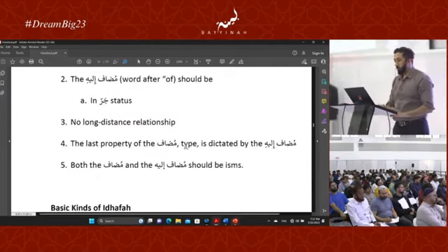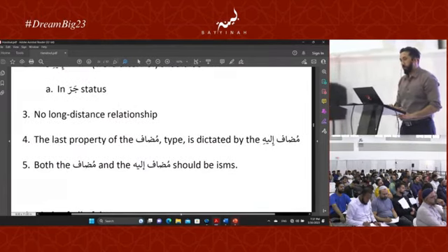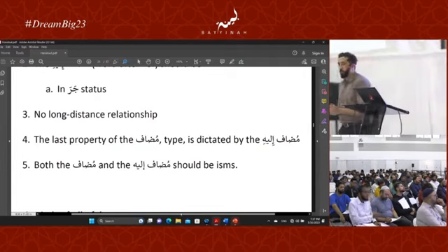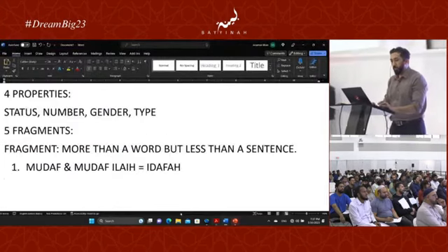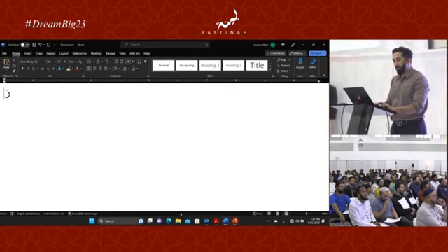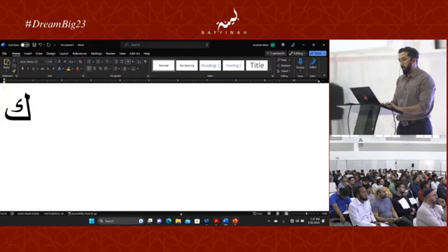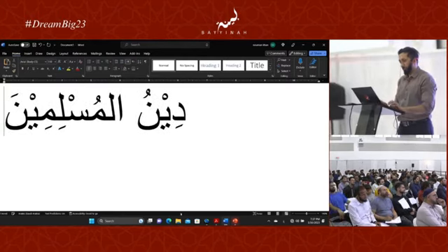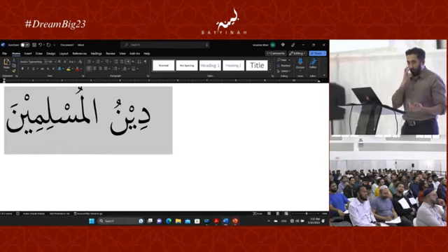Now, it says the last property of the mudaf type is dictated by the mudaf ilayh. Let me explain what this means. An ism has how many properties? Okay, let's do a practical example so you understand this point, then we'll read it again. We've done Rasulullah enough times, let's do Deenu al-Muslimina. Deen means religion, and al-Muslimin means us, Muslims, right?